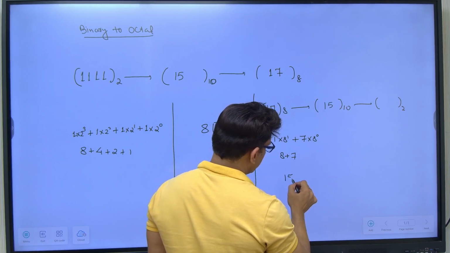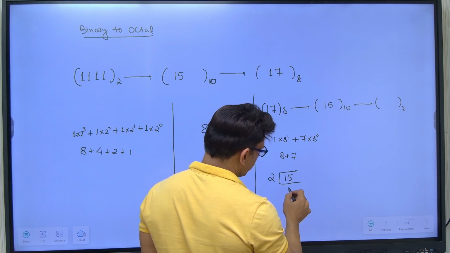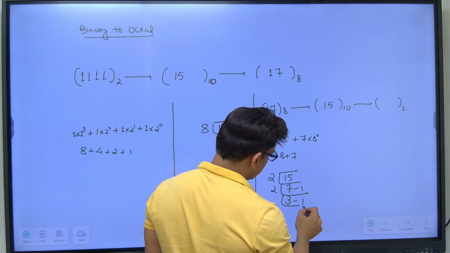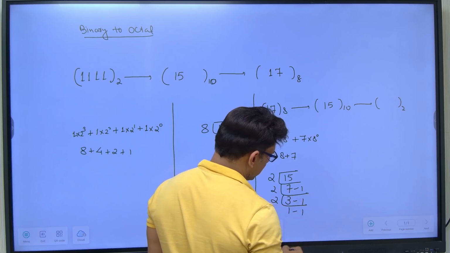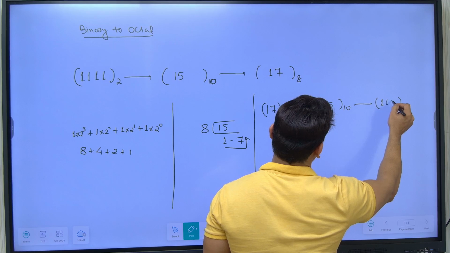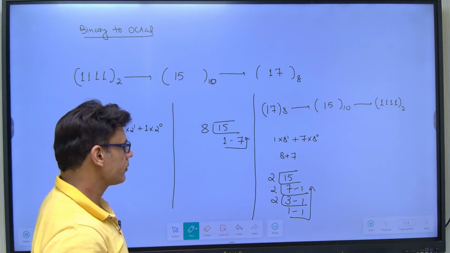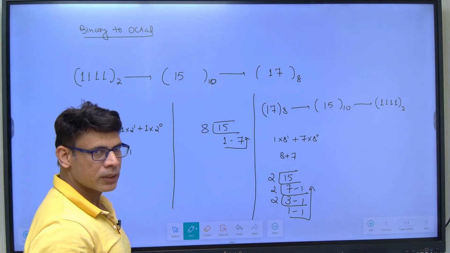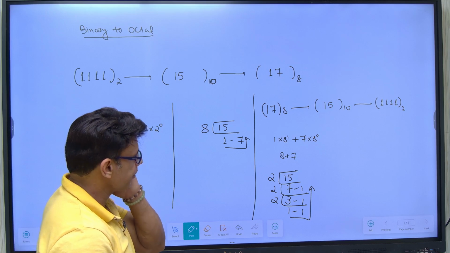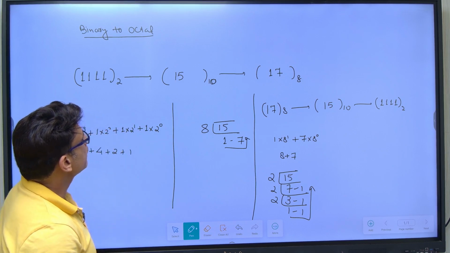Now you want to convert 15 from decimal to binary. So 2 7s are 14 and 1, 2 3s are 6 and 1, 2 1s are 2 and 1. Now you write it in this order. It will be what? 1, 1, 1, 1. So if you want to convert any number from octal to decimal or from one base to another base, this is how you can do it.